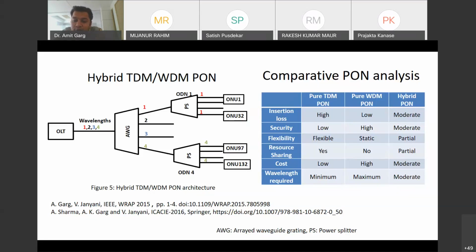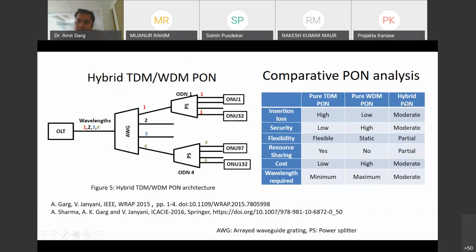Okay, and for pure WDM PON, wavelength requirement is maximum. It means suppose we have 132 users, then we need to transmit 132 wavelengths for serving the 132 users. So for pure WDM PON, we require the maximum wavelengths. For pure TDM PON, we require the least wavelengths. And for hybrid, we require a moderate number.